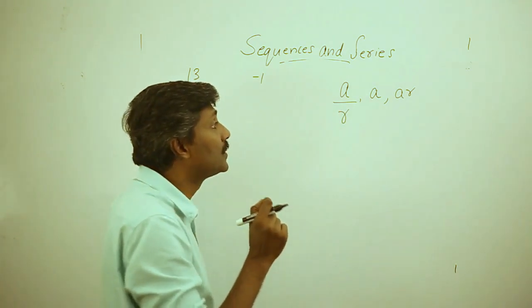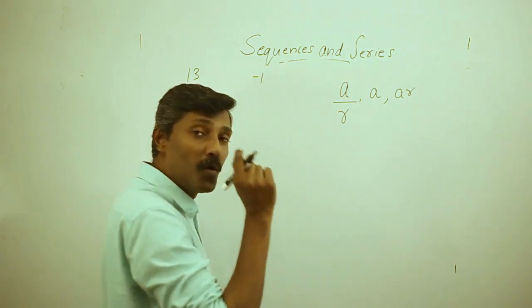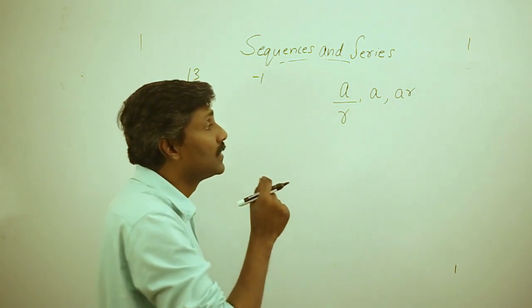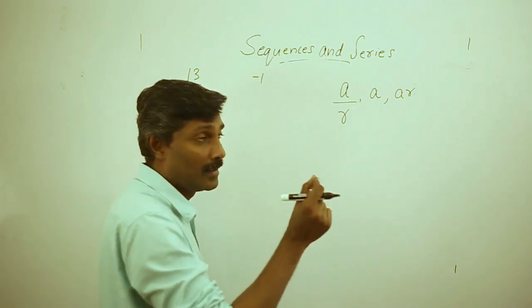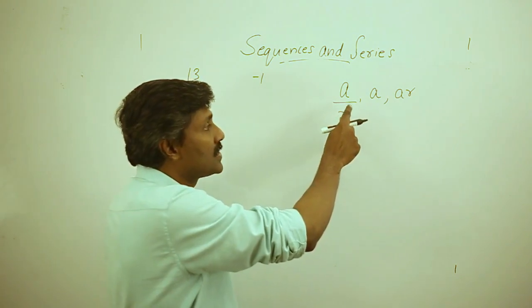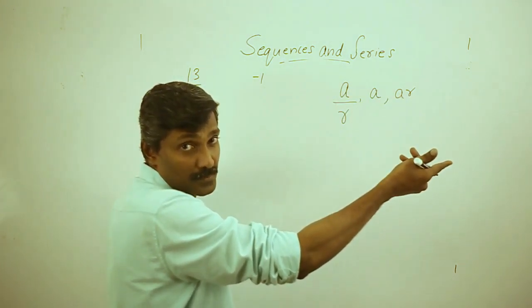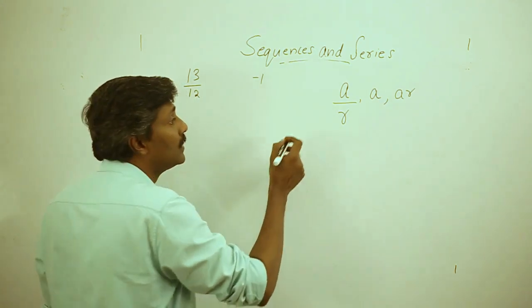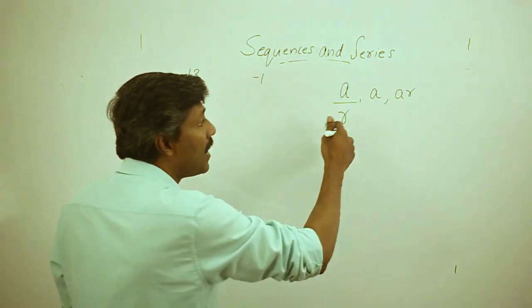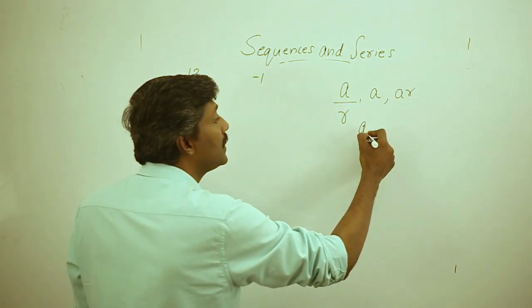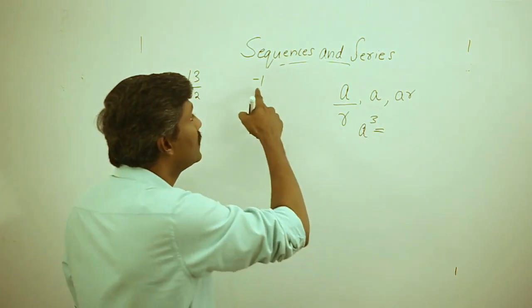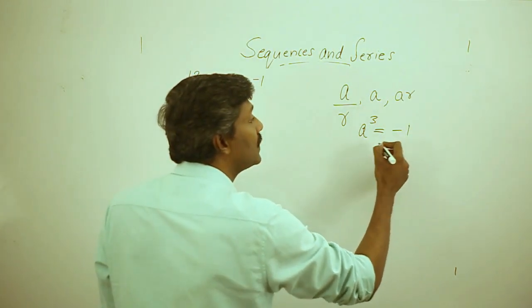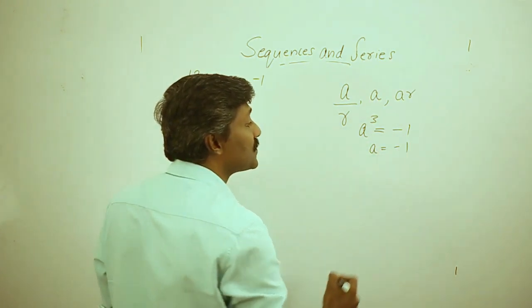So whenever you have the product of three terms given, always take the three terms as A by R, A and AR, because clearly R is multiplied in every term to get the next term, right? So it's a GP. Now, just like I said, multiply these three terms, R gets cancelled and you get A cube, that is the product of three terms is given as minus 1, you get A is equal to minus 1.